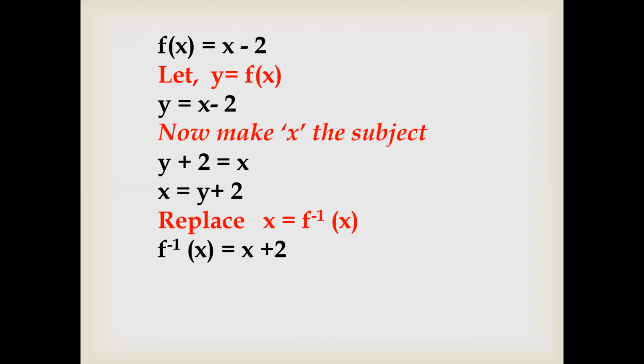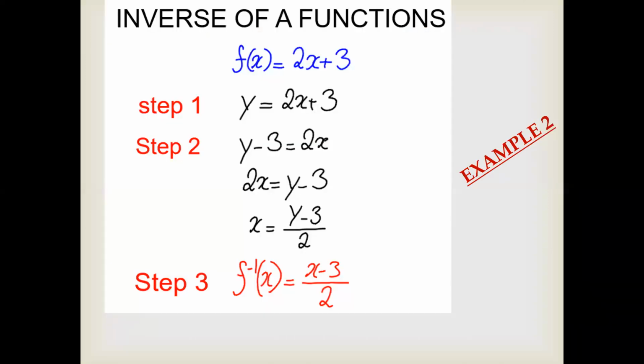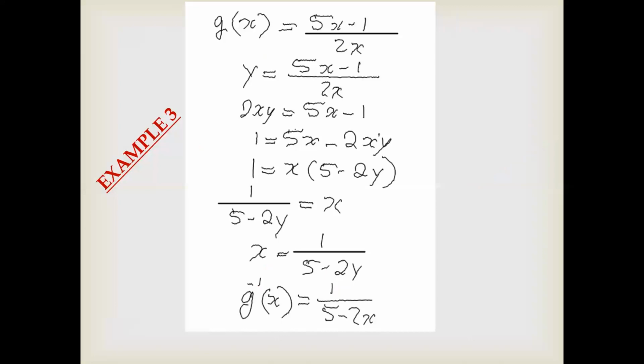Inverse of a function. Step 1, take the function as y. Step 2, rearrange the function to make x the subject. Step 3, replace x by f inverse and replace y by x. These are the three steps. So now if x is appearing twice in your equation, you have to get the x on one side, take it common and make x the subject. So these are the three steps to make an inverse. So copy this example also.